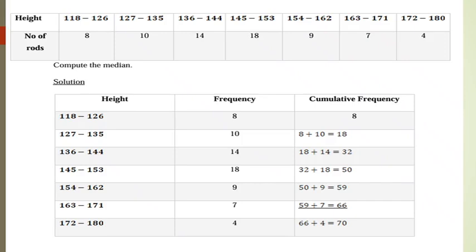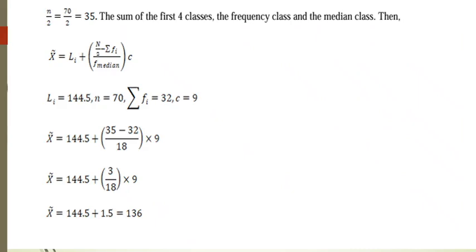Now, if we use the median of a group data formula, Li is our lower class boundary of the median class. What is the lower class boundary? So from the formula, our n, Li, which is the lower class boundary. To get the median, we first say n divided by 2, which is the number of observations divided by 2. From the example given in the notes, our number of observations is 70. So 70 divided by 2 will give us 35. So our n over 2 is 35.